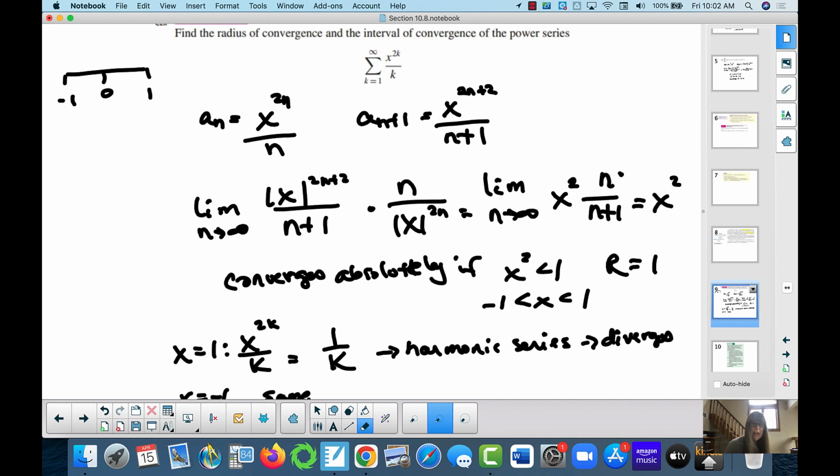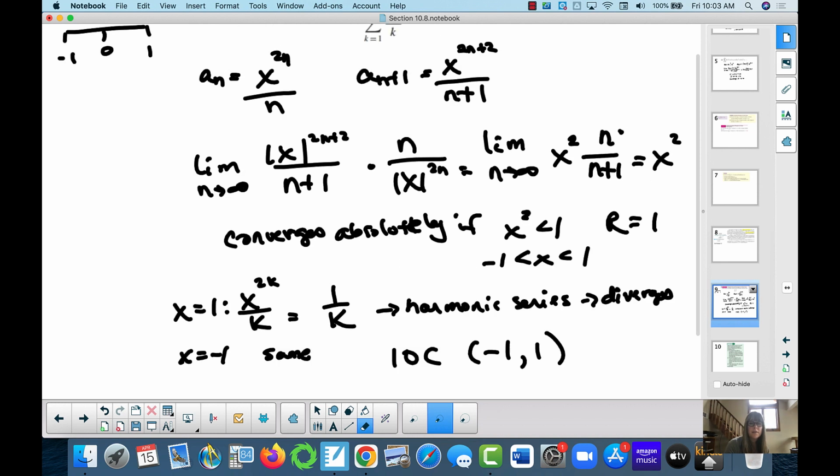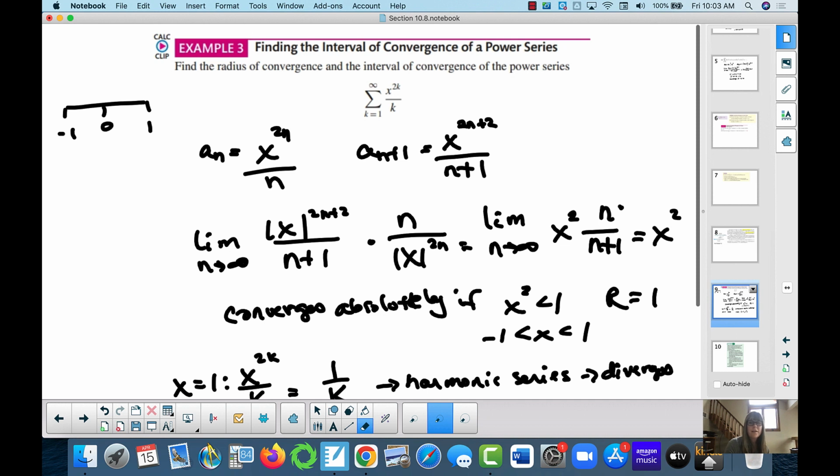So therefore, the endpoints are not included in our interval of convergence, and our interval of convergence is -1 to 1. So again, what this means is this series converges if x is between -1 and 1, and it diverges if it's anything else.